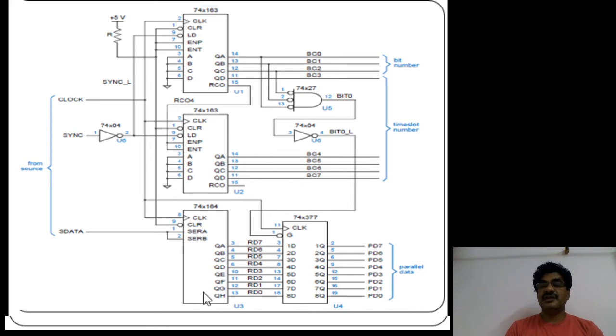In addition to this, here also an 8-bit counter is there. The purpose of this 8-bit counter is the same as that of the 8-bit counter in the source module. That is, the MSB 5 bits represent which time slot is being received, and the LSB 3 bits represent which bit of that time slot is being received. So that information is given by this 8-bit counter. So this is the application of serial parallel conversion.